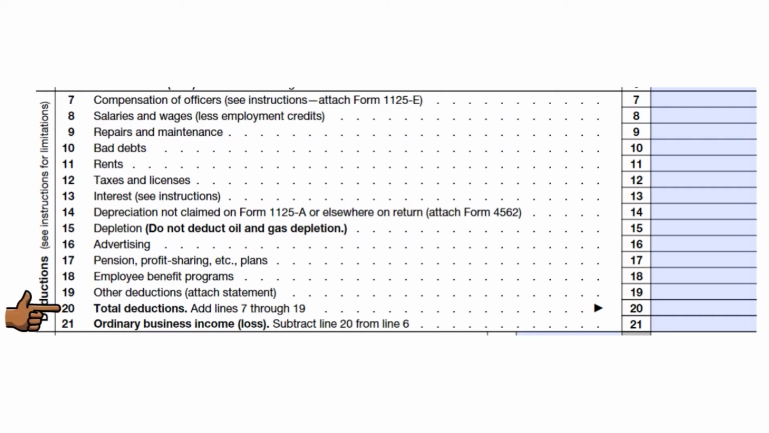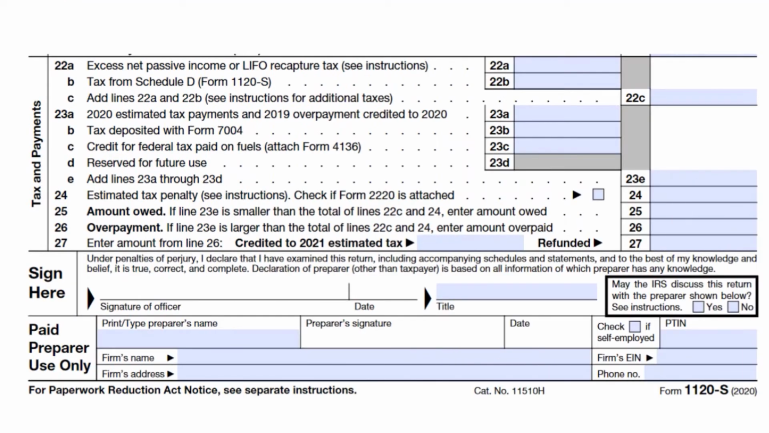And then you have line 20, total deductions. This is where you add lines 7 through 19. And then line 21, you have ordinary business income or loss. You get this by subtracting line 20 from line 6, right? And then we move on to 22A. This is the excess net passive income or LIFO recapture tax. LIFO stands for last in, first out. This is an inventory accounting method.